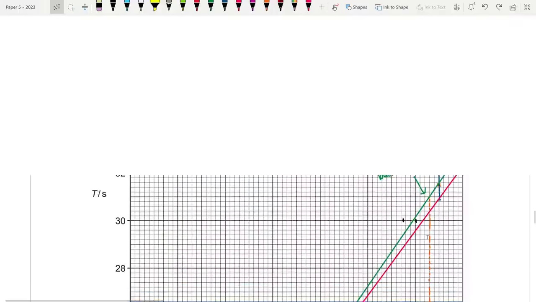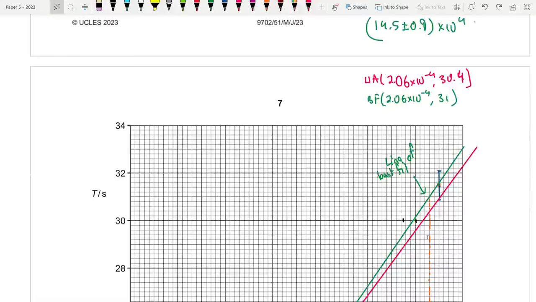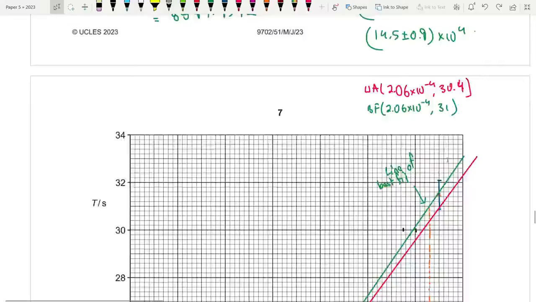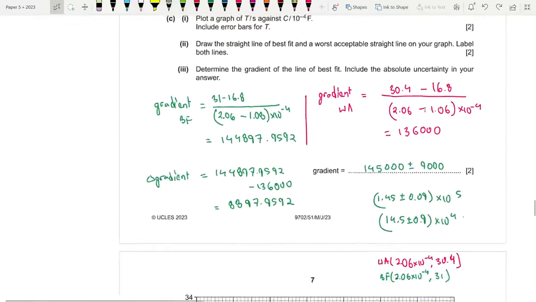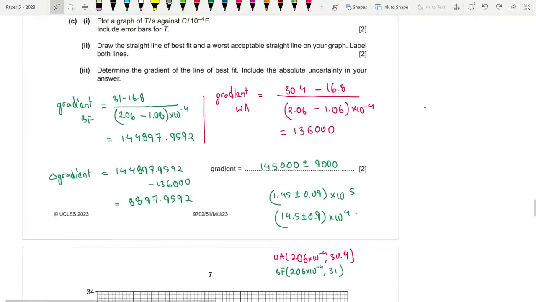I always use one dotted triangle that works for both lines. That way, there's less work but most efficiency. That's how we got these points. One is at 31, the other is at 30.44 worst acceptable. Then I find out the value of the gradient, once for the best fit line and once for the worst acceptable line. And then we just simply subtract the gradients to find out the value of the uncertainty.